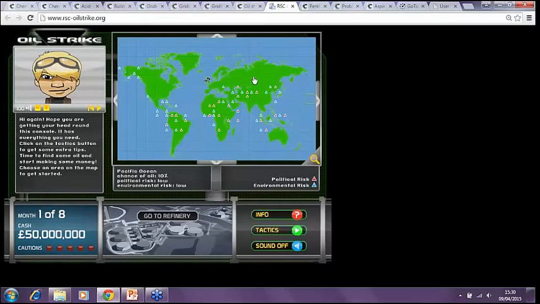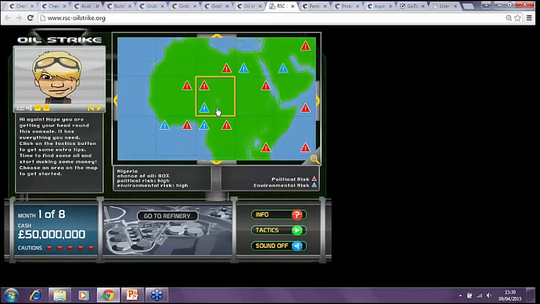So you are the new Managing Director of Oil Strike, which is an oil exploration company. You have an oil refinery already set up in Southampton, and your mission now is to set up oil rigs at different parts of the world, so start bringing in the oil and making the money. So you might think, well, where does any of the education come into this?